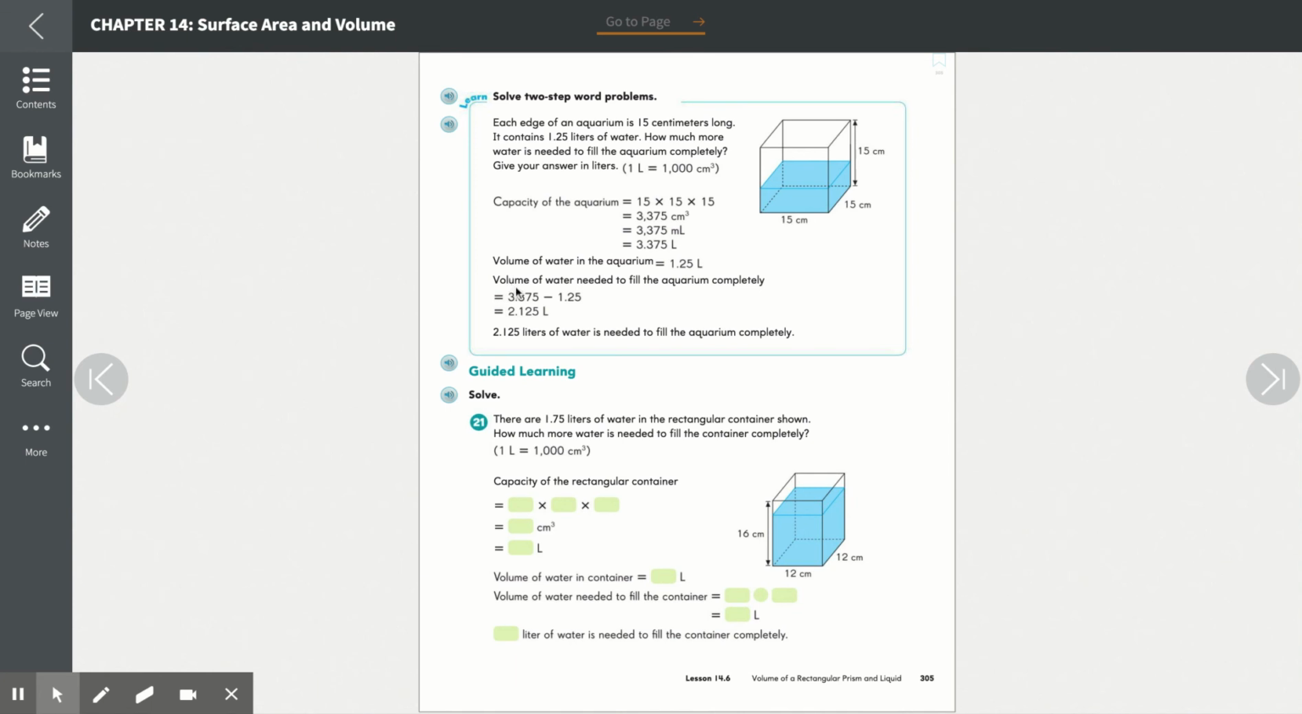And the volume of water needed to fill the aquarium completely would be the total amount of volume minus how much water is in there. So it would be the capacity minus the volume of water. So the capacity of the aquarium is 3.375 liters minus the 1.25 liters of water that's already there, which is 2.125 liters. So we would need 2.125 liters more of water to fill this aquarium completely.